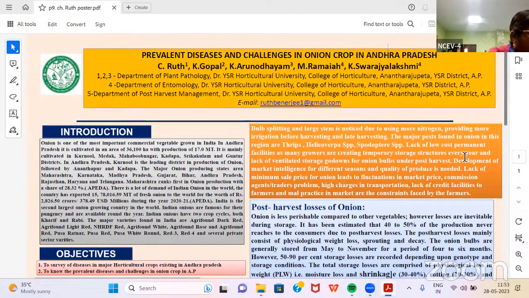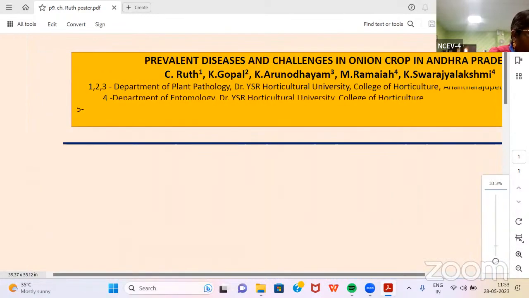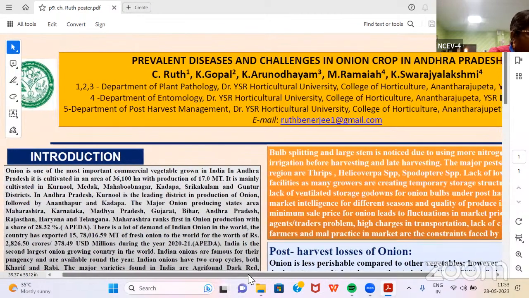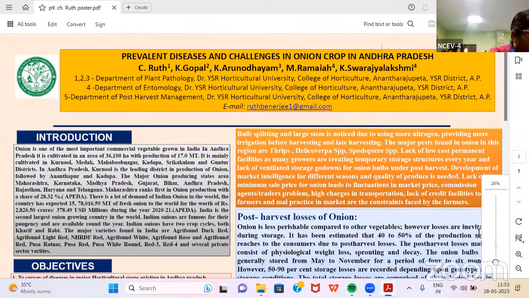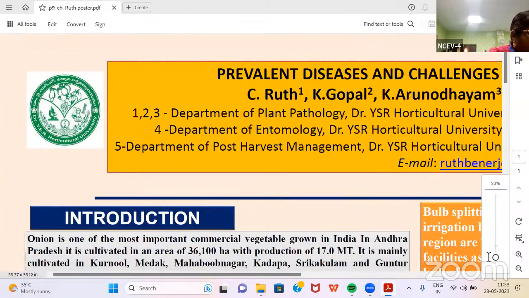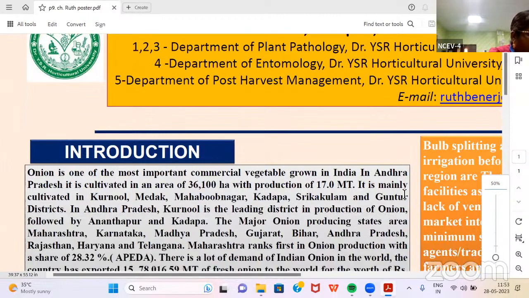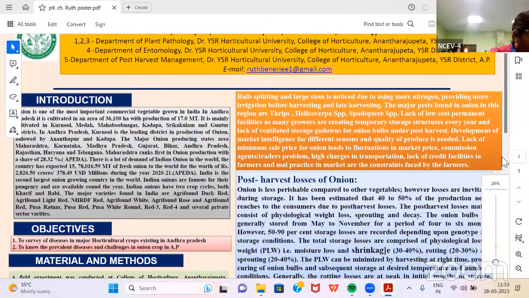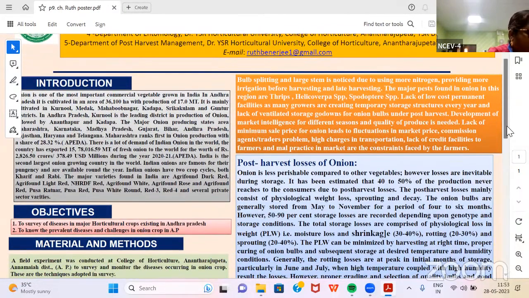The major onion producing states are Maharashtra, followed by Karnataka, and in other states this crop is also cultivated. There is a lot of demand for Indian onion in the world, and India is the second largest onion growing country in the world. It is famous for its pungency, and it is available throughout the year. The major varieties are Agrifound Dark Red, Agrifound Light Red, and Agrifound White, and other NHRDF varieties are cultivated in Kurnool district.